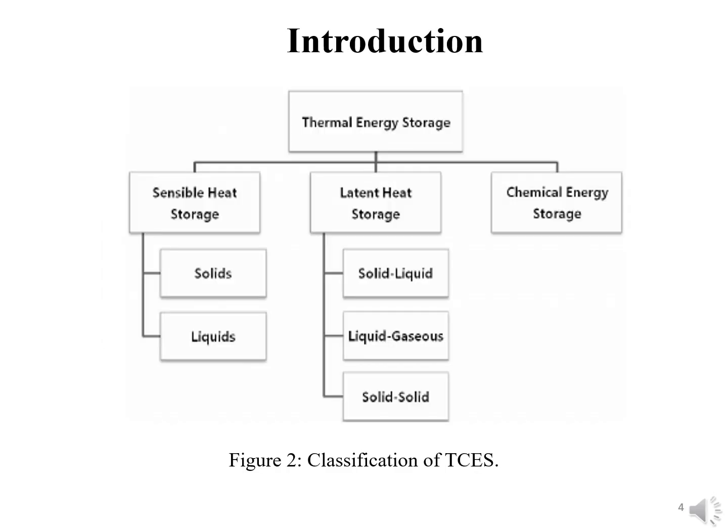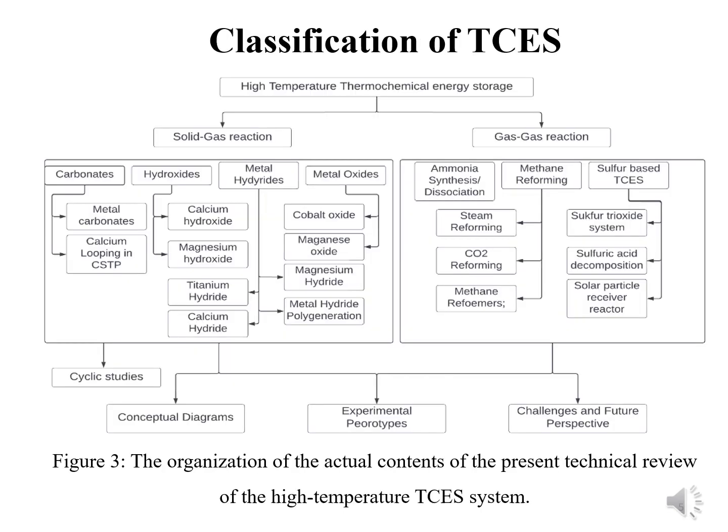Thermal energy storage is a system which stores surplus energy or heat. It is further divided into three parts, that is sensible heat storage, latent heat storage and chemical energy storage. In sensible heat storage, the heat is stored in the form of solids and liquids. In latent heat storage, it is stored in the form of solid-liquid, liquid-gaseous or solid-solid. And the main focus of our topic is chemical energy storage, in which chemical reactions take place to store surplus energy.